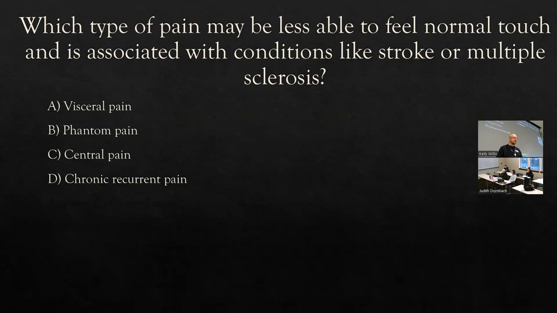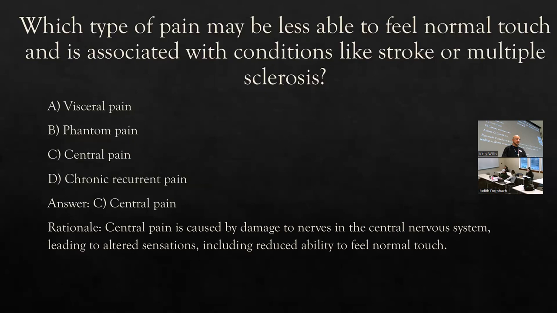Somebody say A. The heart, I don't know. Neural thing, or it's inside your body so you can't touch it? Neural. Okay. Anybody else agree with that? Let's find out. Yeah, central pain. It's a central nervous system deal. And this will give a little rationale. This is going to lead to altered sensation and touch and other things.